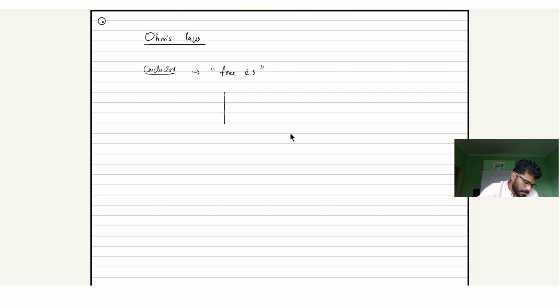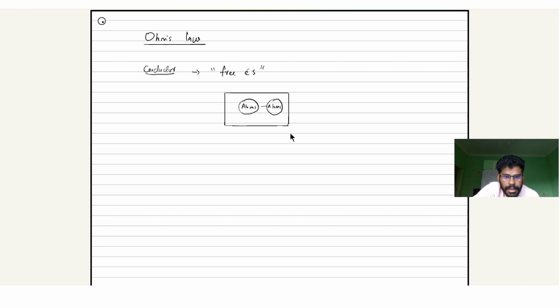So let's assume that this is part of a conductor. If this is part of a conductor, can you tell me what are the things inside it? There will be atoms and there will be electrons. So let us denote this as atoms. The atoms will be bounded together and they will be neutral.